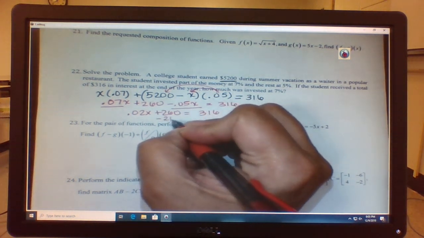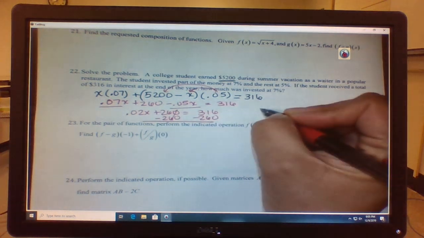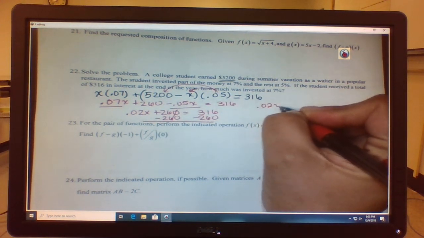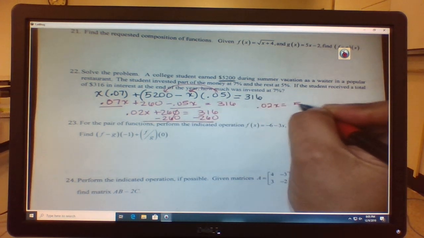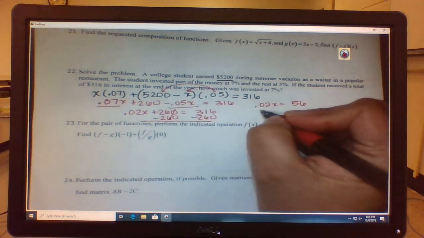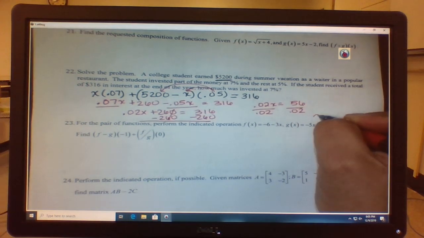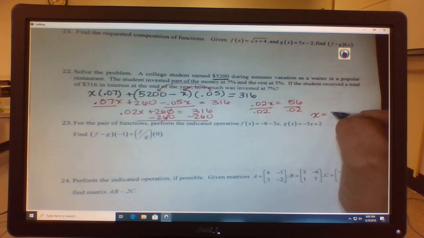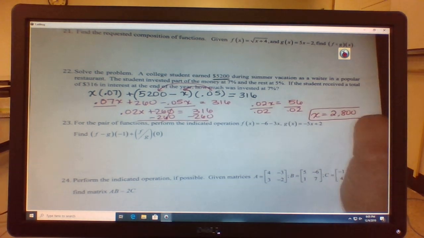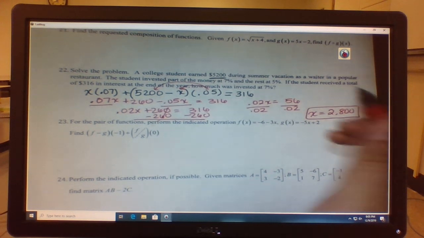Subtract 260. And I have 0.02X equals 56. Divide by 0.02, and I find out that X is 28, so $2,800 are invested at 7%. And that's what they're asking for.